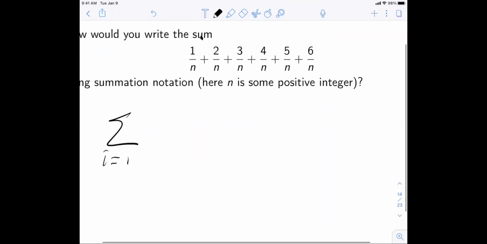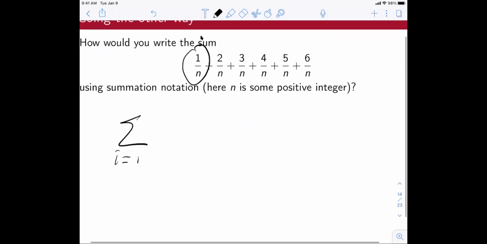Well, where does the sum start? It starts here, right? And the key thing to ask yourself when you're converting a sum that's written out into sigma notation is, what is constant in each term? What is not changing in each term? And then what is changing in each term? So first of all, what is not changing? What do all of these terms have in common? The 1 over n, right? So it's definitely going to be something over n. That's not changing. Every term has something over n.